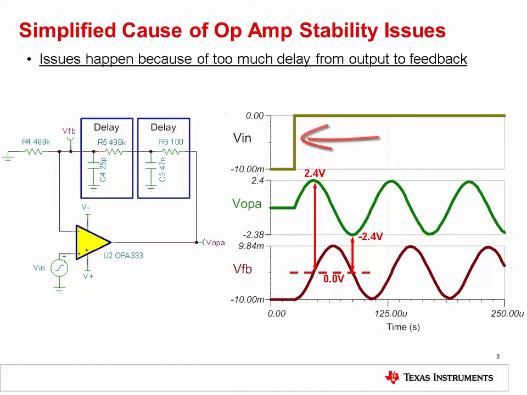When VN changes, VOPA responds in an effort to set VFB equal to VN to re-establish the virtual short between the inputs. However, the feedback delay results in an erroneous voltage at VOPA by the time VFB equals VN at 0 volts. As a result, VFB continues to rise and overshoots the input voltage, causing VOPA to reverse directions. Depending on the severity of the delay, the output may settle or may result in a sustained oscillation as shown here.